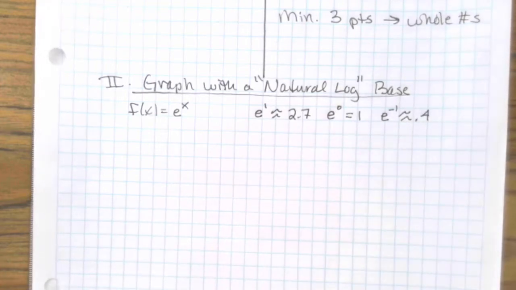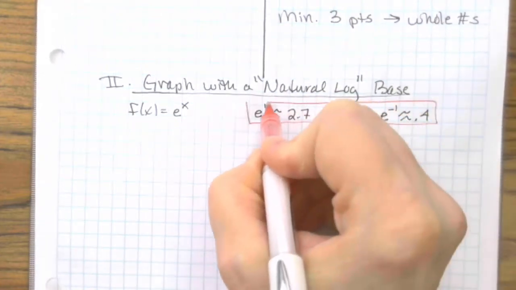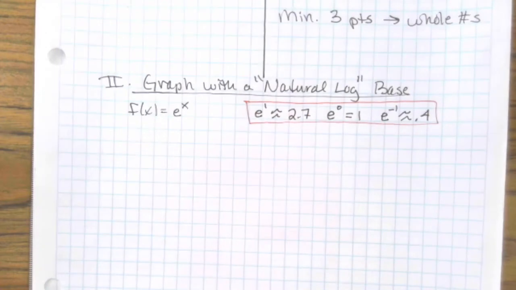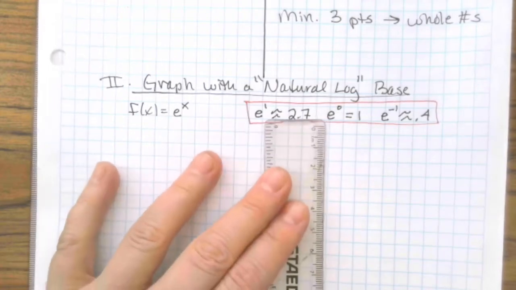When it comes to graphing with e values or natural log values, it is acceptable to use these three values, including the decimals, because there just are not a lot of whole numbers with the value of e. Okay, so let's draw a pair of axes, and I'm going to move it over a little bit to the right.